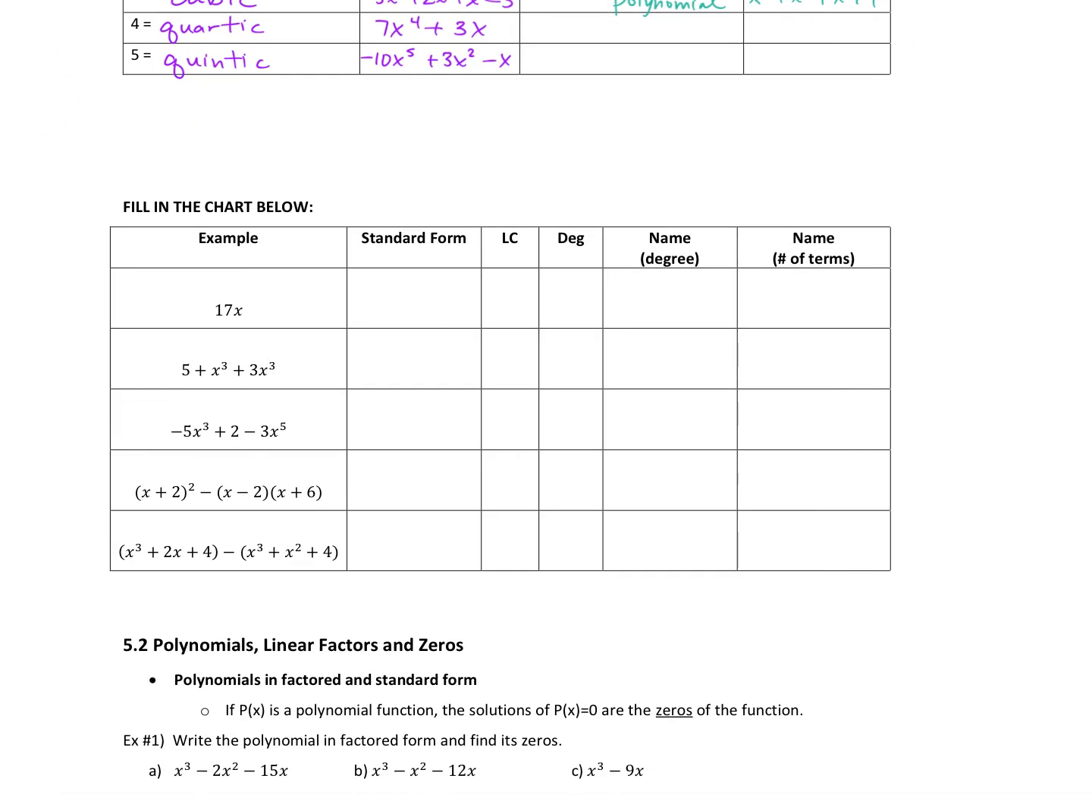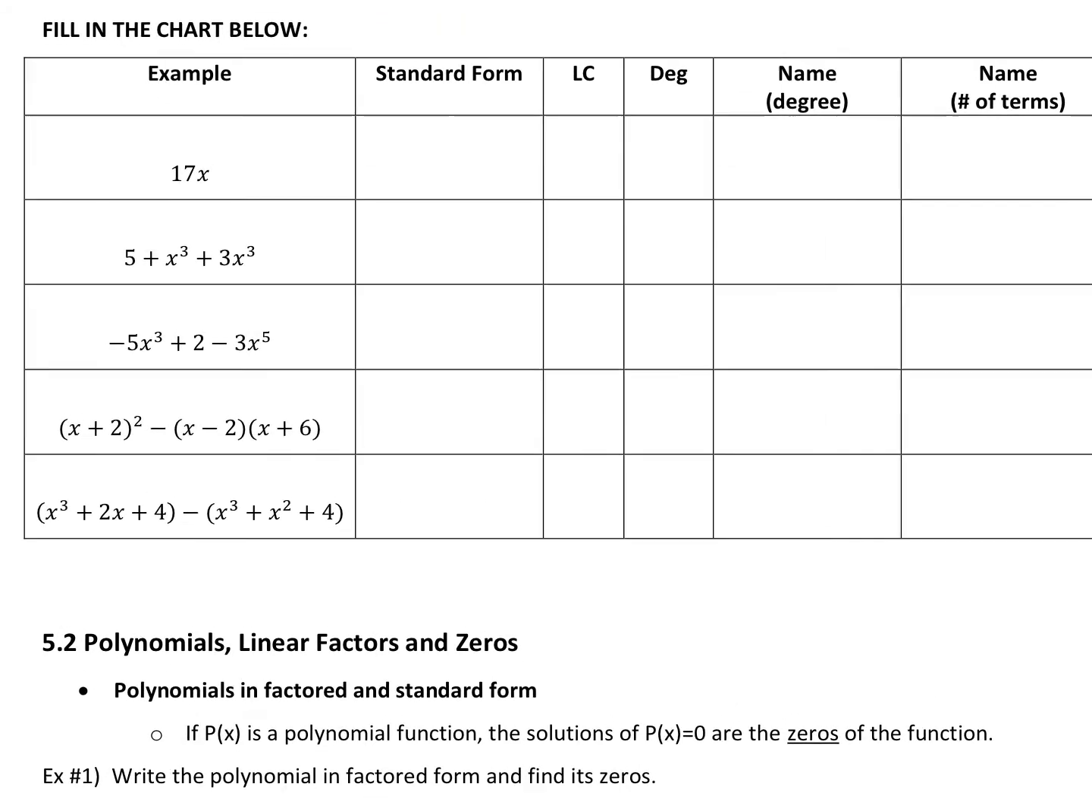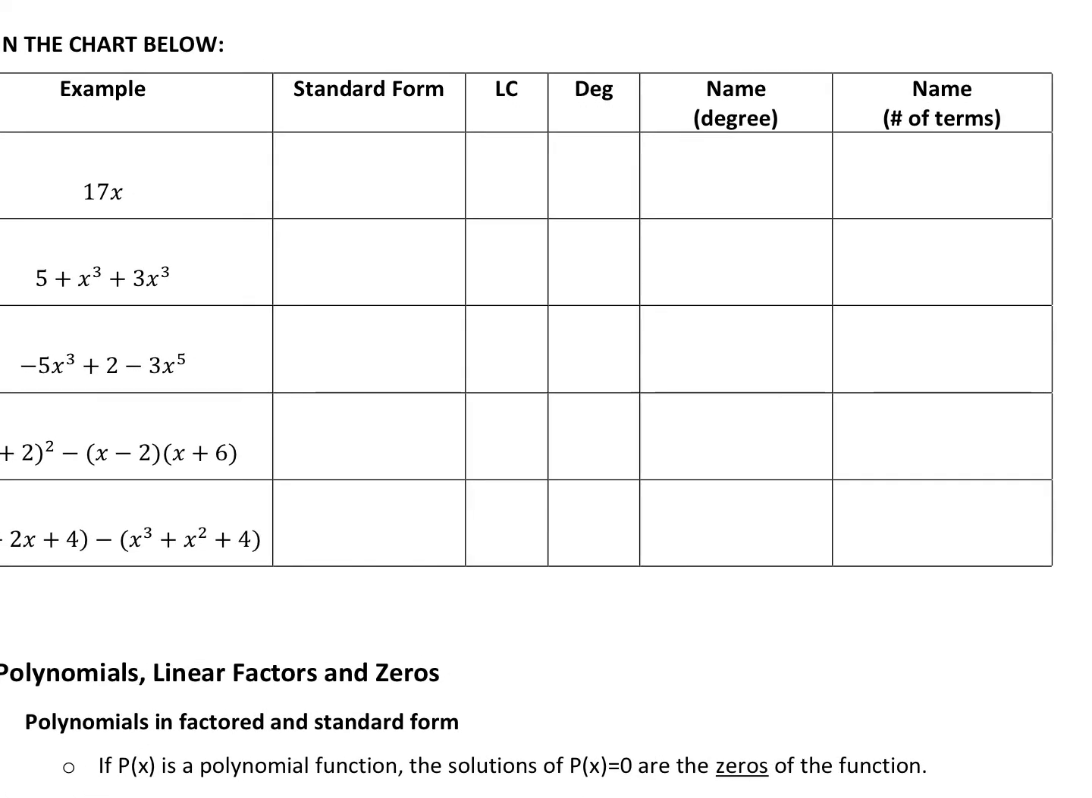Last thing then for this first lesson is this. We are going to look at this chart and we're going to fill it in for all the different things that we've talked about. So for this first one, we have 17x, and I want to know the standard form, the leading coefficient, the degree, the name by degree, and the name by the number of terms. Do you want to try and fill this out on your own first?